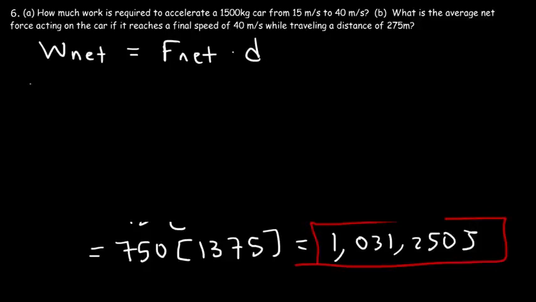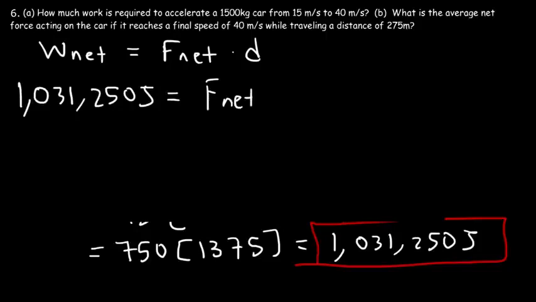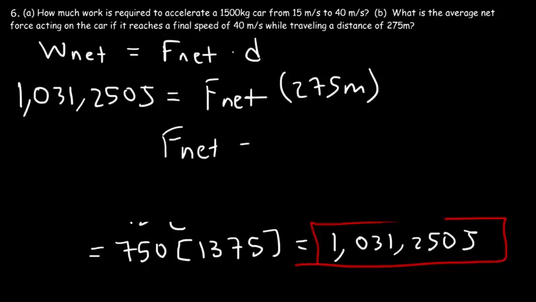So we have the net work. It's about 1,000,000 joules. Our goal is to calculate the average net force. And the displacement is 275 meters. So all we've got to do is take the work that we have and divide it by 275. So you should get an average net force of 3,750 newtons.